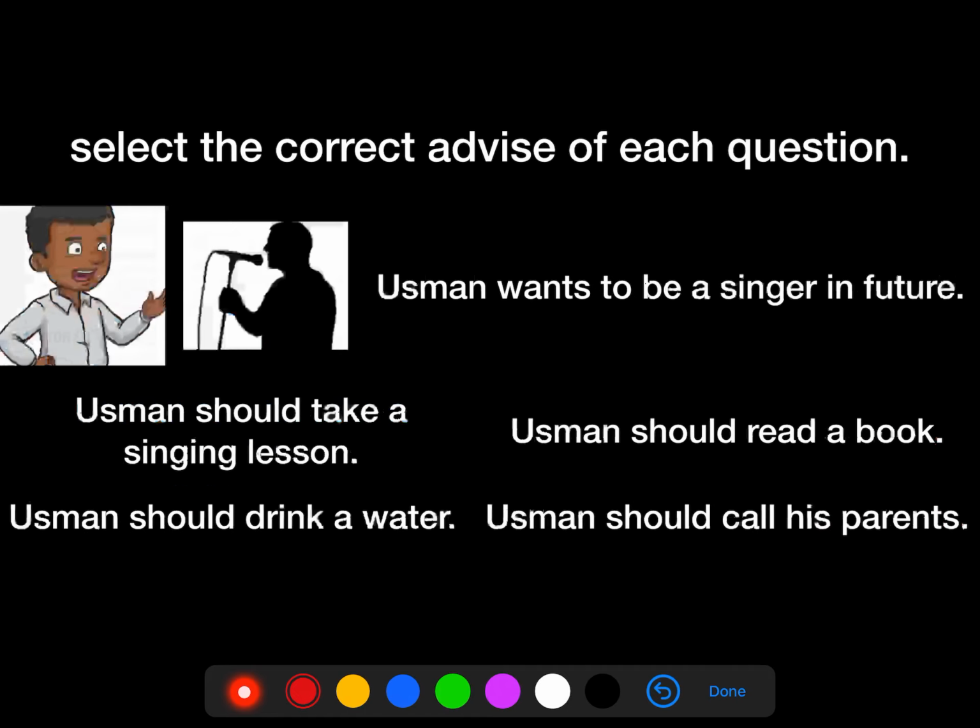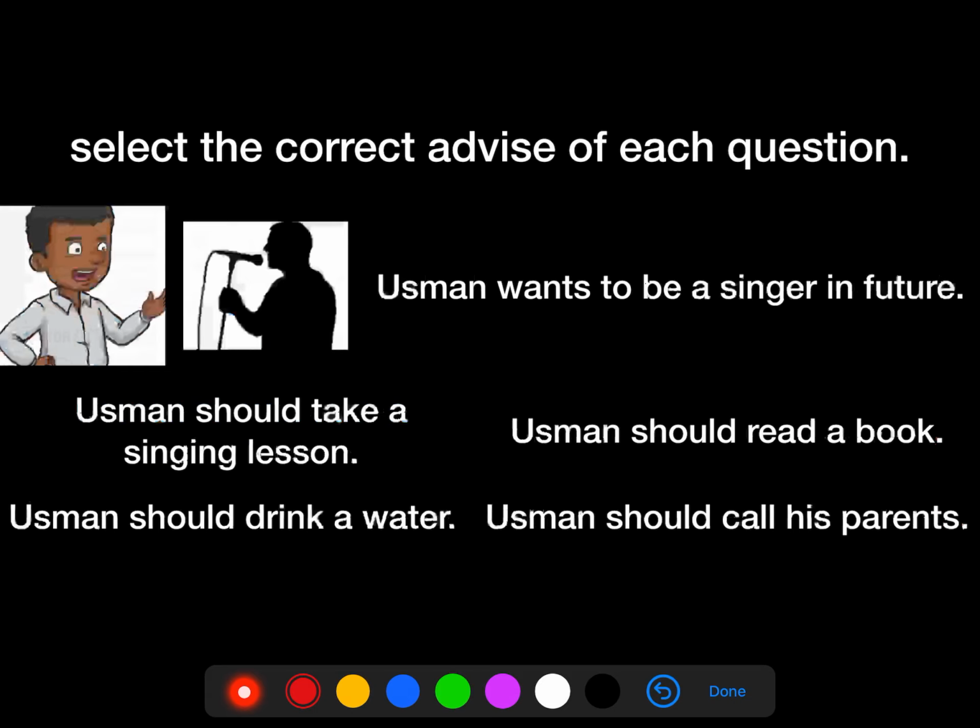Okay, very good. The next one. Usman wants to be a singer in future. He wants to be a singer. He wants to sing in front of many people. Then, which is the correct advice for this sentence? Usman should take a singing lesson. Usman should read a book. Usman should drink a water. Usman should call his parents.